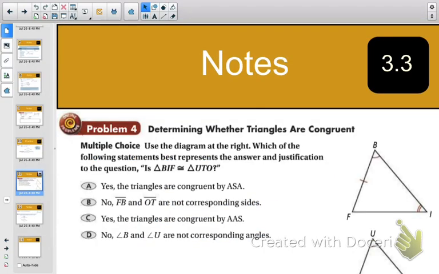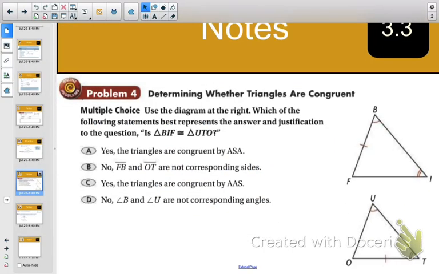A couple more. It says, use the diagram to the right. Which of the following statements best represents the answer and justification to the question? Is triangle BIF congruent to triangle UTO? Okay, so they both have two congruent angles and a congruent side. So we have B, which goes with U. We have T, which goes with I. And then this side is congruent to this side. So we do have angle, angle, side on both of these.